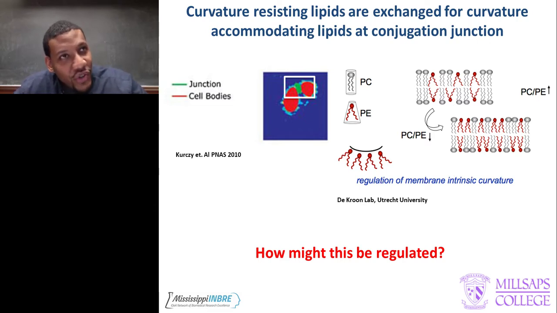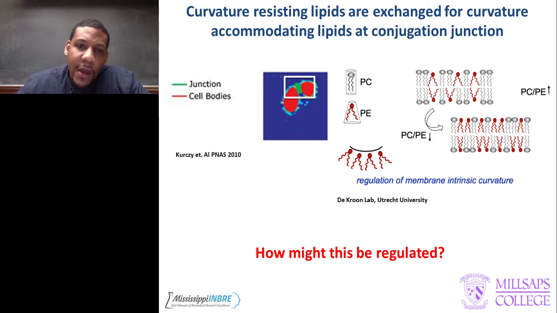Phosphatidylcholine is a cylindrical, curvature-resisting lipid, and phosphatidylethanolamine is a cone-shaped, curvature-accommodating lipid. And so once we saw this data, we really asked ourselves, is this a regulated process? In other words, is the cell actively regulating its lipid content to promote or accommodate fusion? And if so, how is it being regulated?